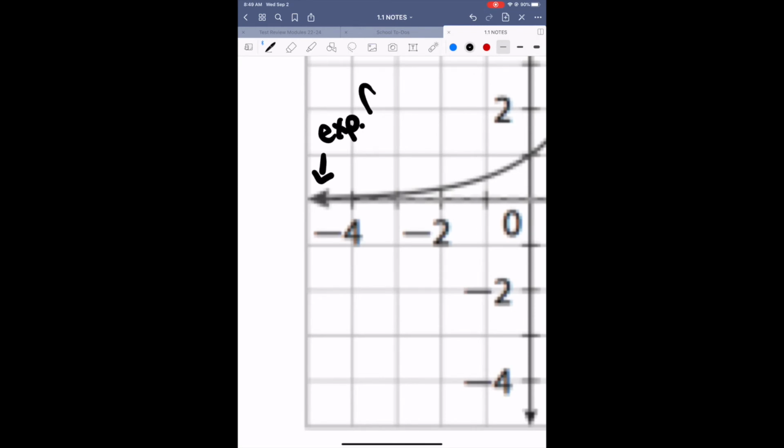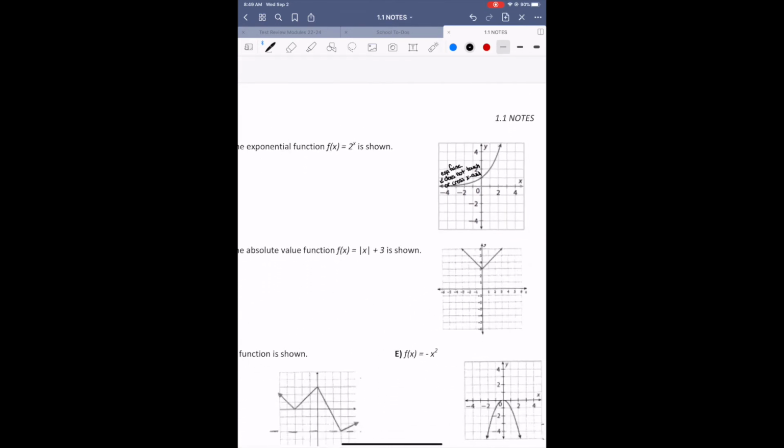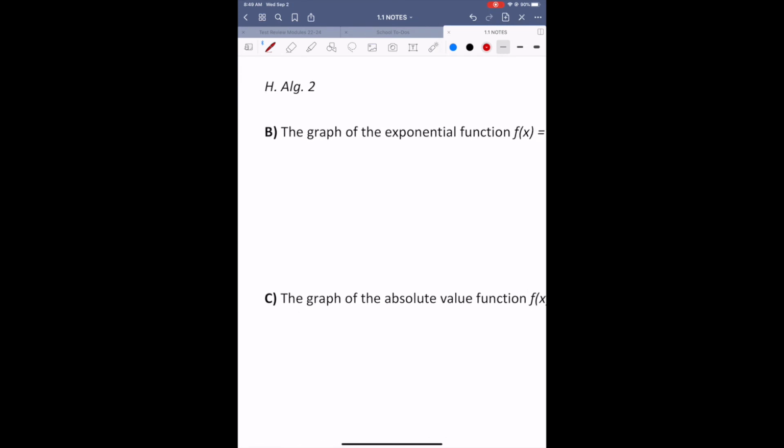Exponential function does not touch or cross, ever, the x-axis. So in this case, does that affect the domain? No, it does not, because the domain, remember, we look at the domain from left to right.